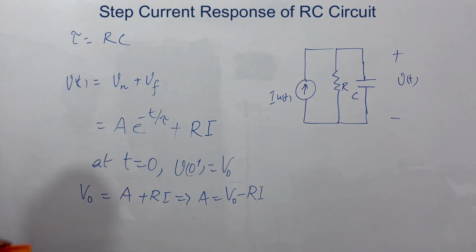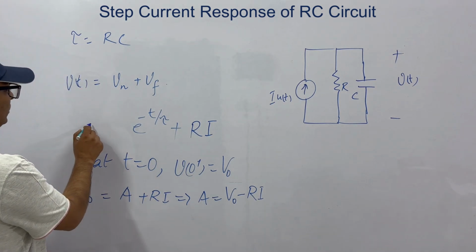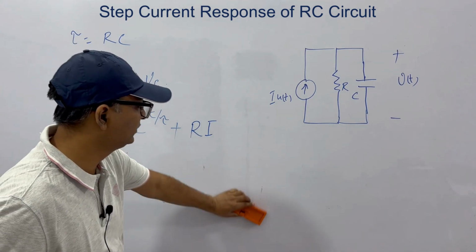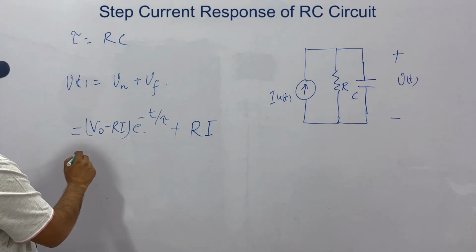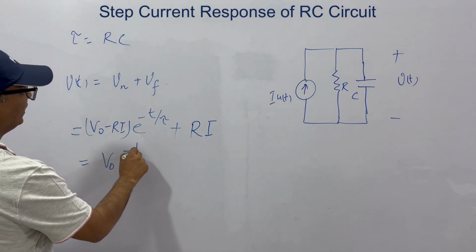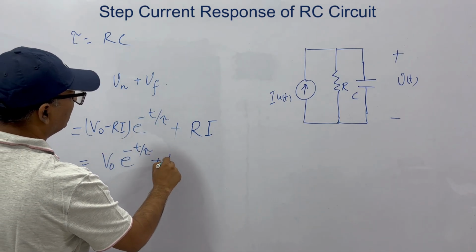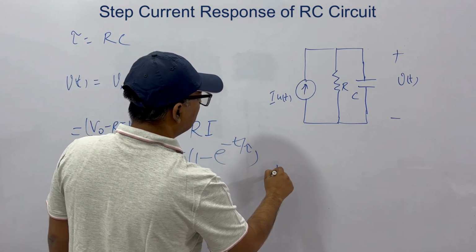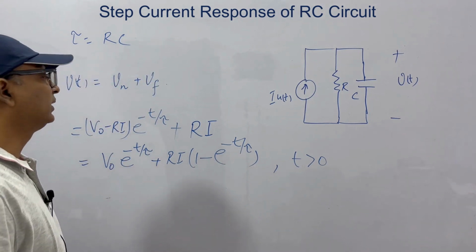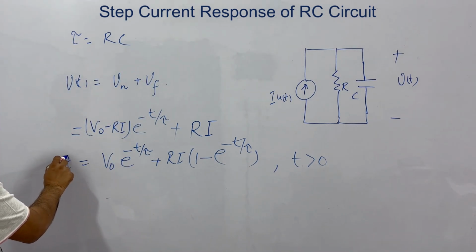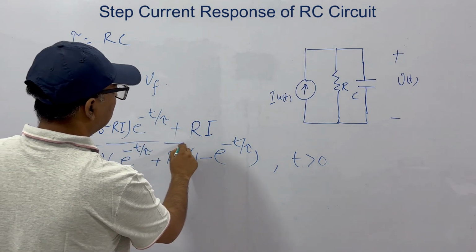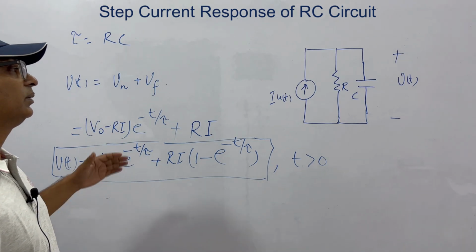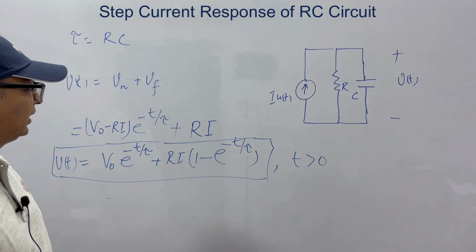Okay, so now we can put it here. V0 minus R I, this is equal to this. So let me rub this out. What we can do is take V0 e to the power minus t by tau, plus R I times (1 minus e to the power minus t by tau), for t greater than 0, because this is a step current response. So the voltage across the capacitor is governed by this relation. This is the step current response for the RC circuit, with R and C in parallel.